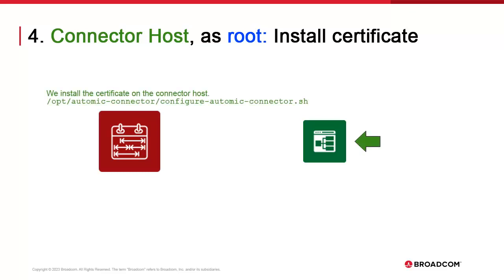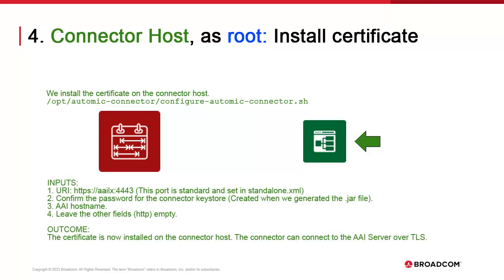We use the configure atomic connector.sh script to install the certificate on the host. Required inputs are the URI of the AAI server, which makes sense since this is what we're trying to communicate with. We use the 4443 port, which was configured by default in standalone.xml. We also confirm the password of the connector key store, where the certificate is going to be stored. We can leave the other fields empty.